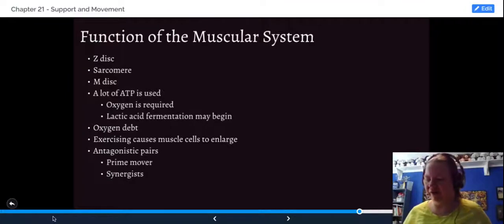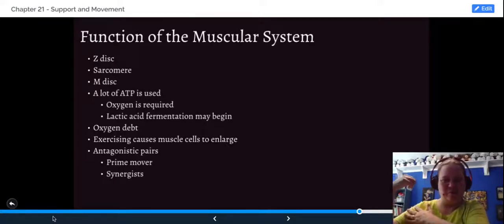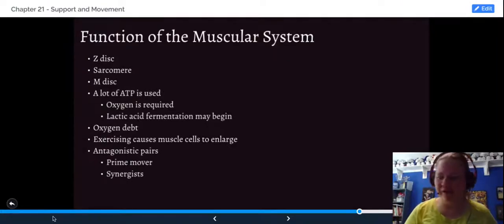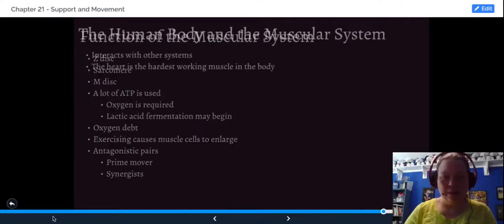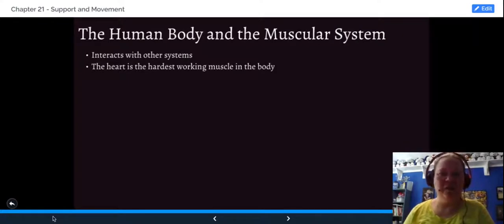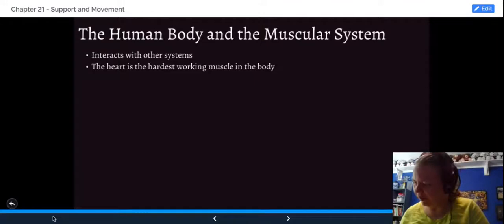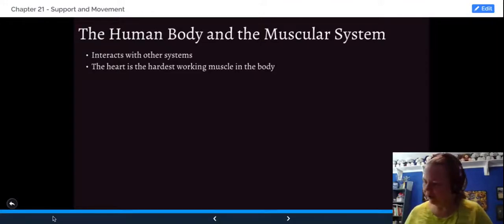The main muscle is called the prime mover, and the other muscles that assist the prime mover are called synergists, and those just help. So the biceps would be the prime mover, and the muscles around it would be the synergists. So the human body interacts with all kinds of other systems. The hardest working muscle of the body is your heart.